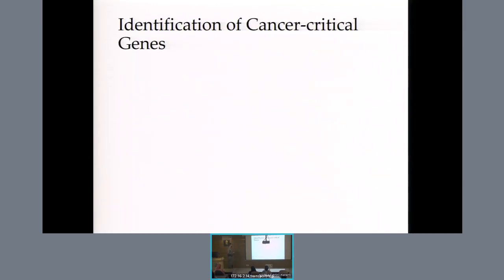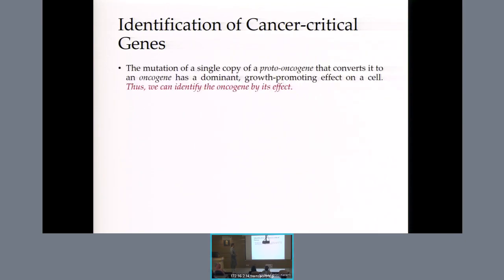So how do we identify cancer critical genes? Another question: what are the mechanisms we take? What are the techniques we use that may lead to the identification of cancer critical genes? The mutation of a single copy of a proto-oncogene that converts it into an oncogene has a dominant growth promoting effect on a cell. Thus we can identify the oncogene by its effect.